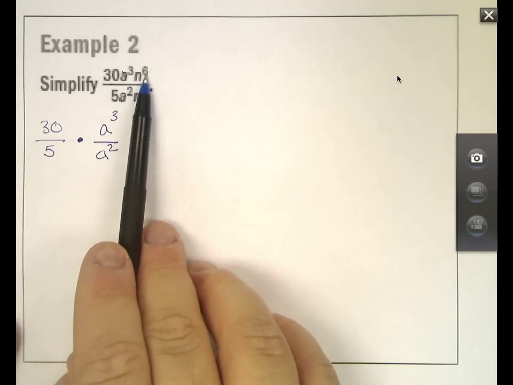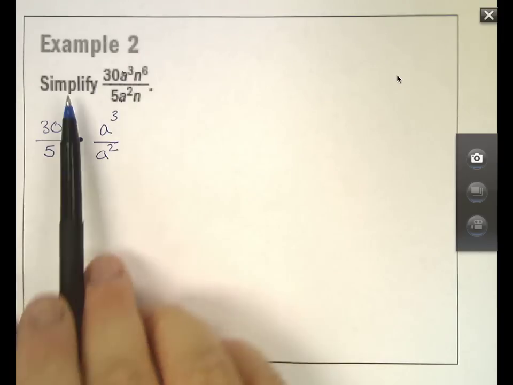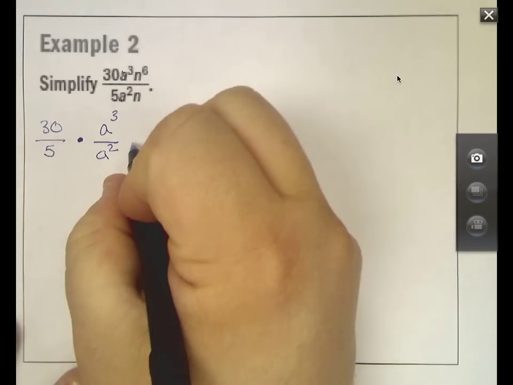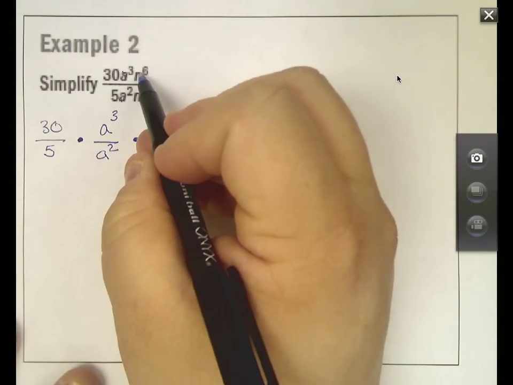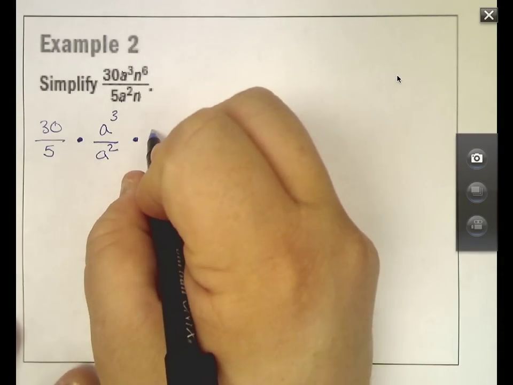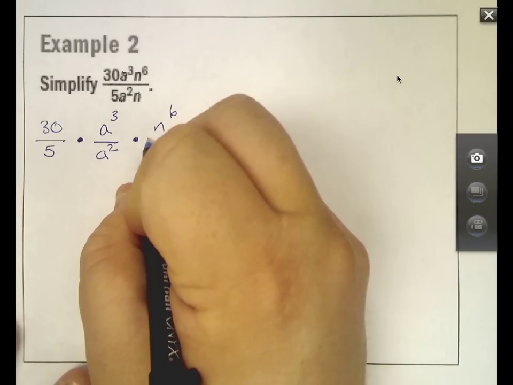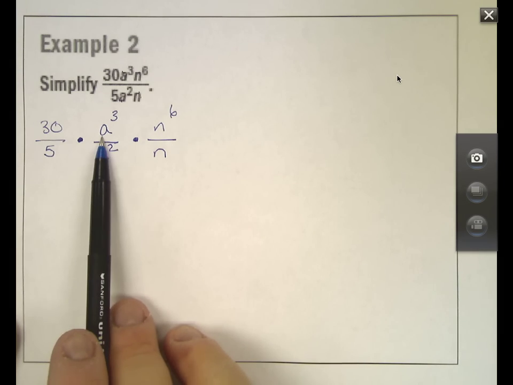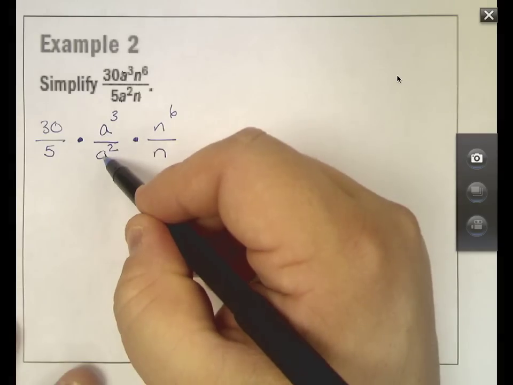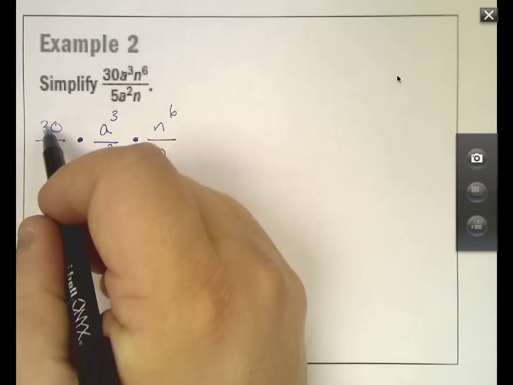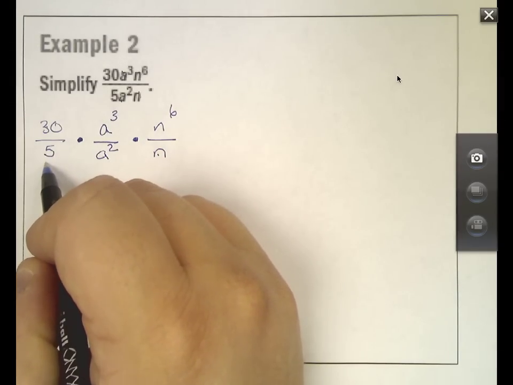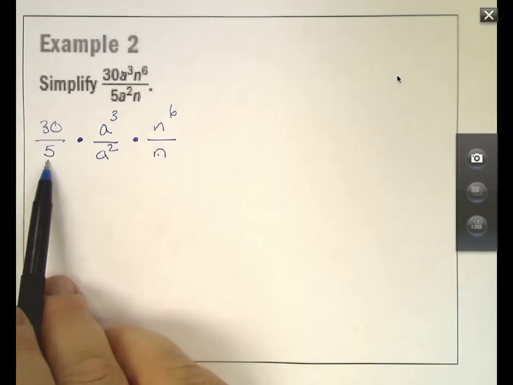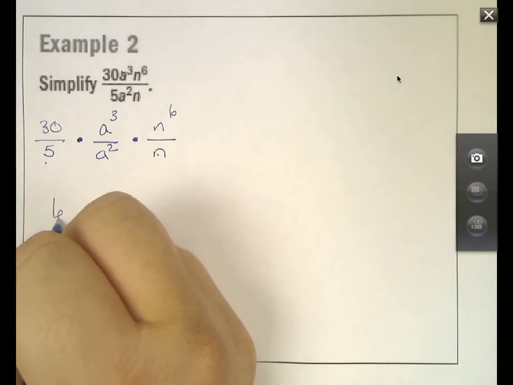Notice I have a multiplication symbol in between there. Why? Everything that's side by side means multiplication. So that's why I can write it like this. All I'm doing is breaking everything up. Times my bases are n to the 6th all over n. Now, you can't put n's and a's together. You can only put a's and a's together, n's and n's together, coefficients and coefficients together.